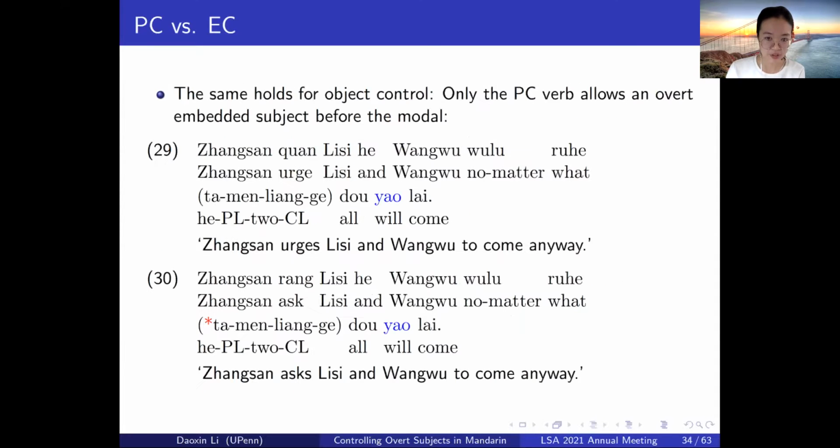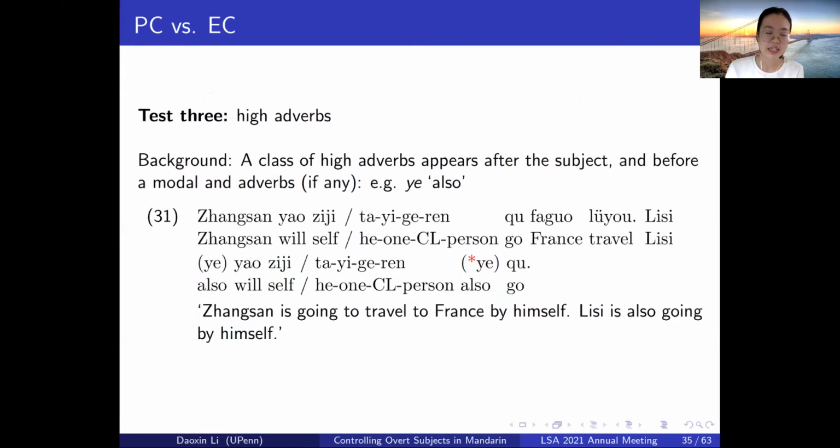And it's the same for object control again. The third test is high adverbs. There are some adverbs that must appear after the subject and before a modal or other adverbs, if any, such as the word meaning "also." So in this example, Zhang San will self or one person go to France to travel. Li Si will self or one person go. Here, if you want to use the word, it must appear immediately after the subject.